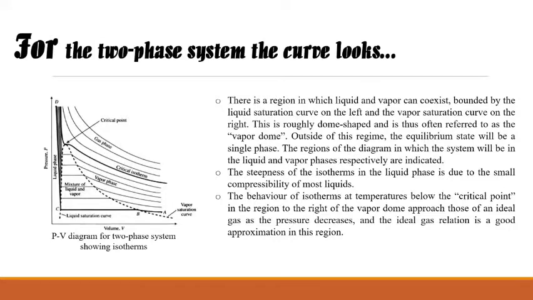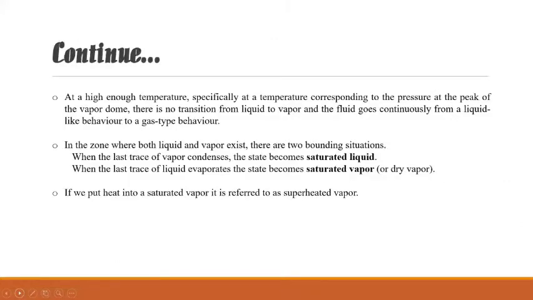The behavior of isotherms at temperature below the critical point, this is the critical point, the point over here, in the region to the right of the vapor dome approach those of an ideal gas as the pressure decreases. So you can see the line over here. And the ideal gas relation is a good approximation in this region. Next slide.